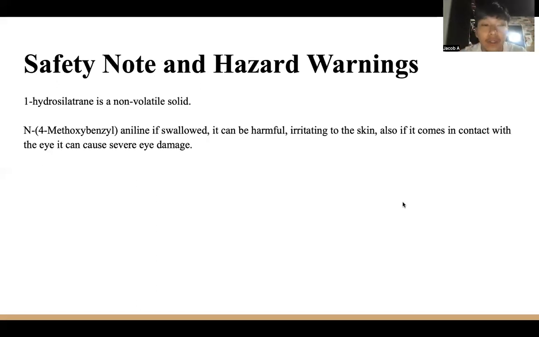Safety note and hazard warnings. 1-hydroxysilatrane is a non-volatile solid. N-4-methoxybenzyl aniline, if swallowed, can be harmful. It also is irritating to the skin. Also, if it comes in contact with the eye, it can cause severe eye damage.